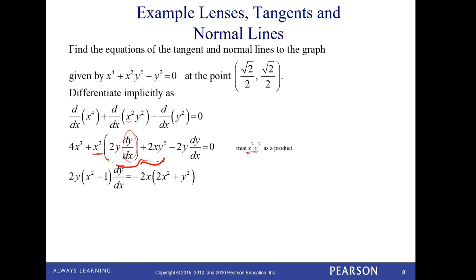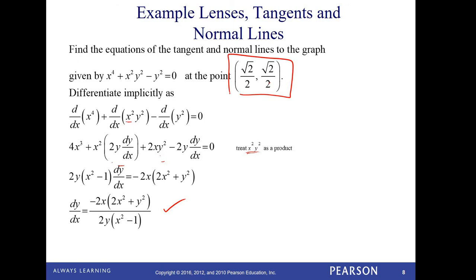factoring out everything that has a dy and moving anything without a dy to the opposite side, and then solving for dy/dx. So if you got this as your final answer, well done. If not, take a look and see where you went wrong. Now, we want the normal and the tangent line at this point. So the first thing to do is to find our slope at this point.